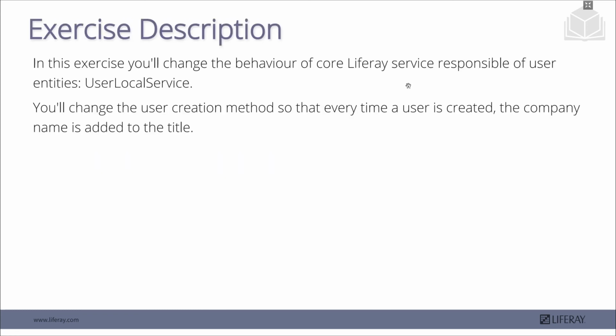Now let's take a look at an exercise here, and let's go ahead and see how we're able to use a service wrapper to override a Liferay service. So in this example, what we're going to do is every time we create a user using the user local service, we're going to be adding the company name to the title of the user. So as we create the user, we're basically tapping into the functionality or the method that's called when adding the user to do some extra things.